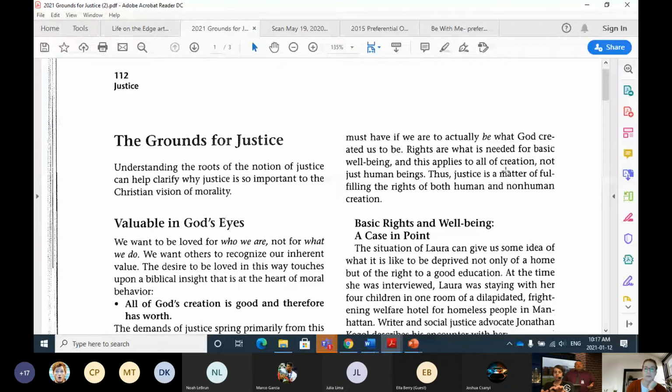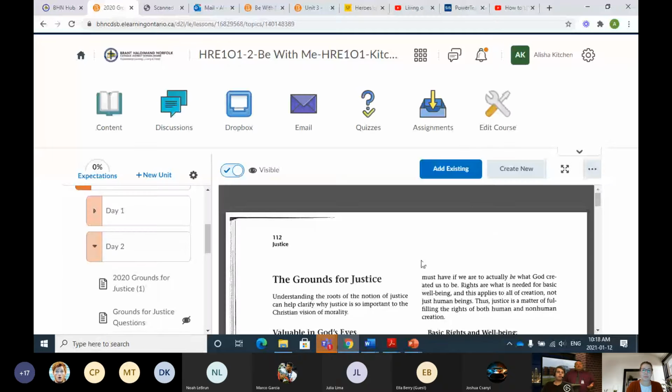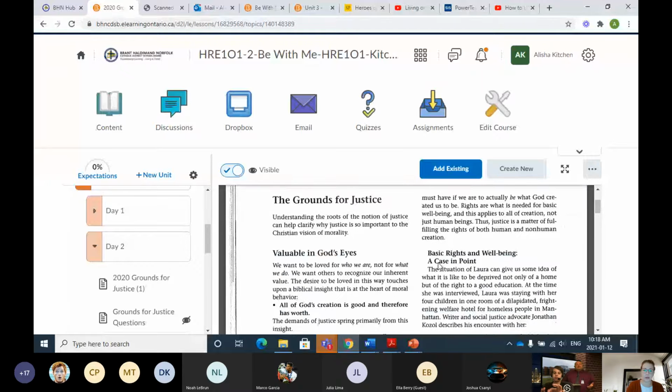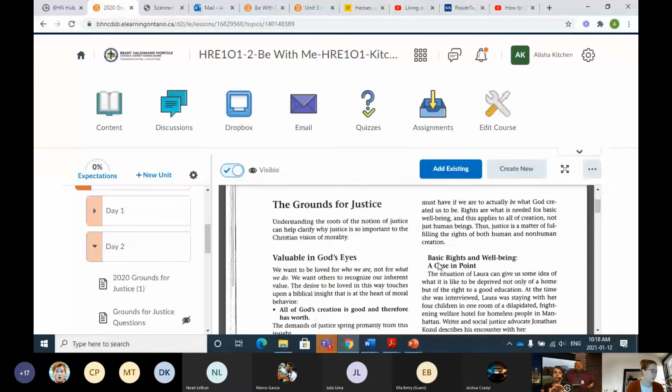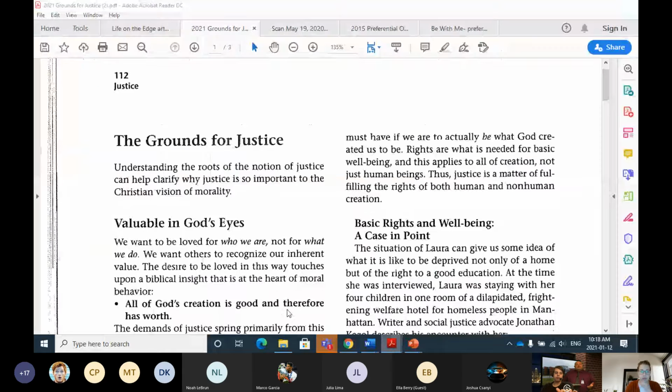I do have a million tabs open. I'm sorry. Does that give you anxiety? Okay. Adley, did you get it? Did you open it in the content section? And then you can download it from there? Okay, perfect.